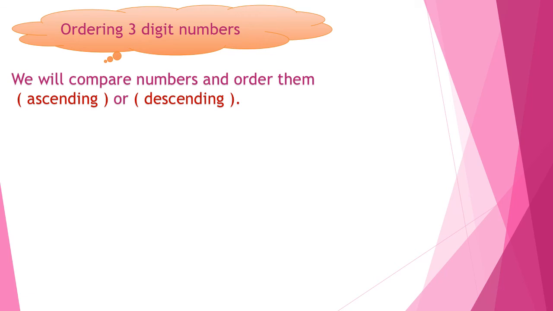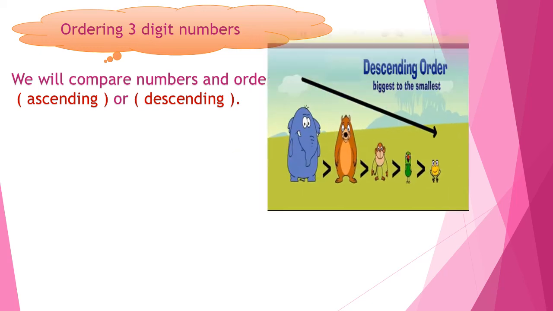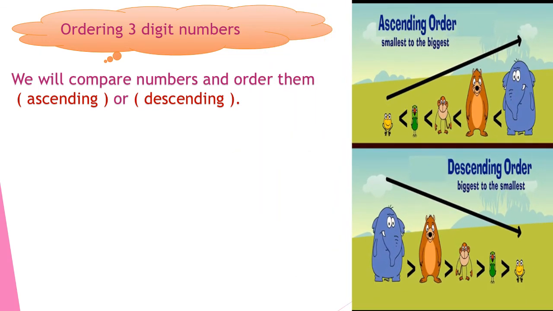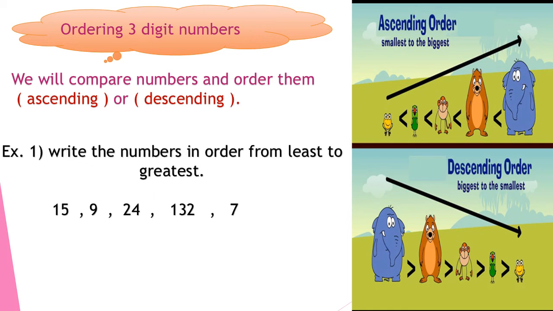Finally, ordering 3-digit numbers. We will compare numbers and order them, ascending or descending. Ascending order is from the smallest to the biggest. Descending order is from the biggest to the smallest. For example, write the numbers in order from least to greatest. It means ascending order.